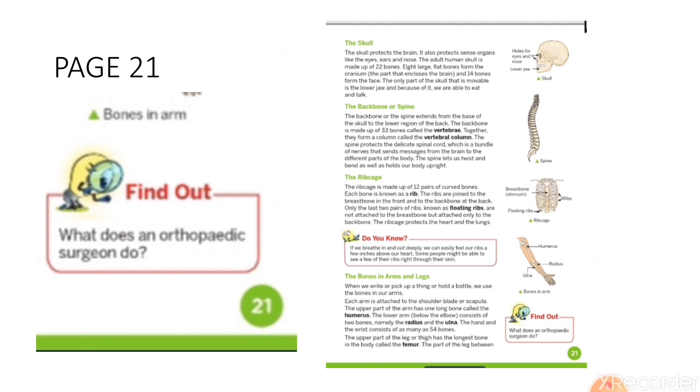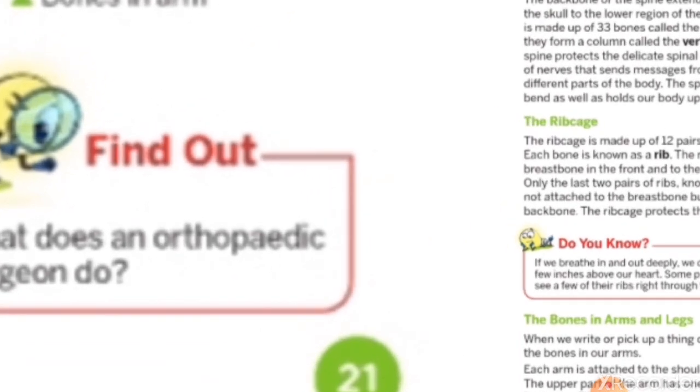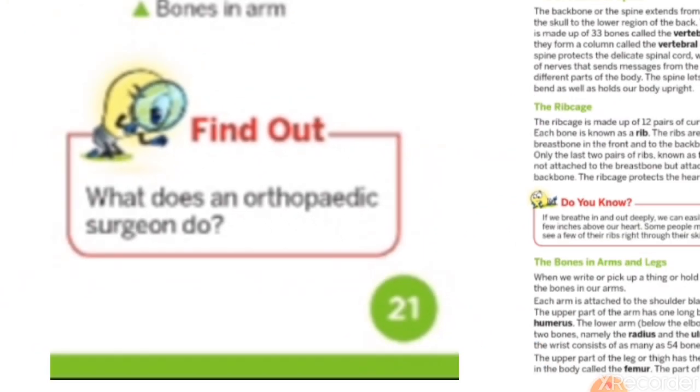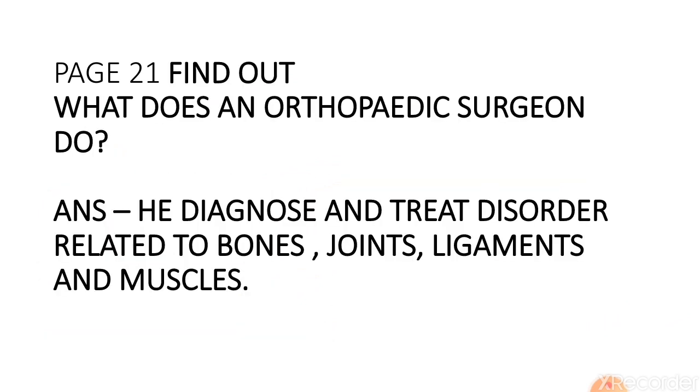Then on page number 21, there is one more question. Find out. What does an orthopedic surgeon do? See, the orthopedic surgeon diagnoses and treats disorders of the bones, joints, ligaments and muscles. Everyone clear? If there is a broken bone, then we have to go to an orthopedic surgeon or doctor.